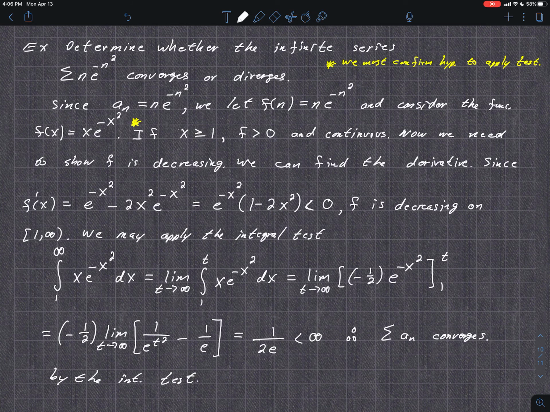So it doesn't tell you what it converges to, and they converge to different things. Be clear on this: the summation does not converge to 1 over 2e, all right? Because you're adding up infinite terms, it converges to something completely different. They just happen to both either converge or diverge. Okay, so that's a good example of the integral test. For something you have to show that f is positive, continuous, and decreasing.